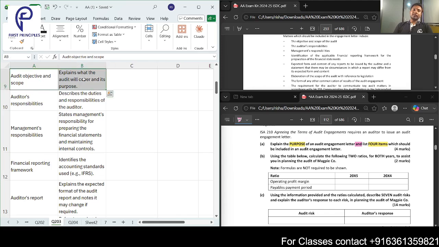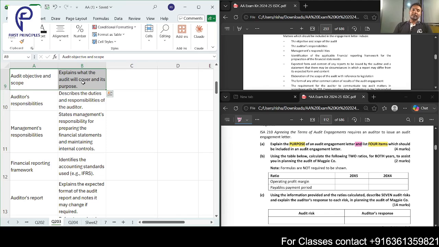First is the objective and scope of the audit. Explain what the audit will cover and its purpose. Why is the audit happening in the first place? What are you going to check? Am I going to check the payment system of Apple? Am I checking the HR system of Apple? Am I checking the marketing system of Apple? What exactly am I checking? You're not doing the entire Apple audit, which means a specific audit. What are you going to study today? Substantive procedures, audit risk, matters to include in the engagement letter. What exactly are you going to include?